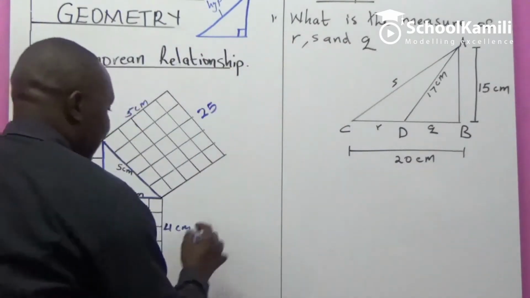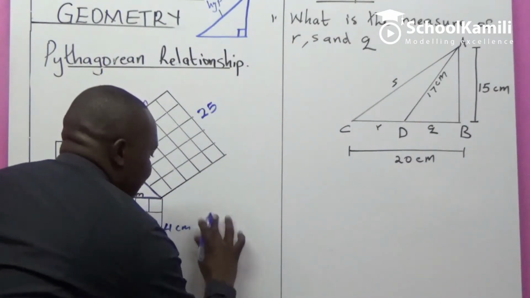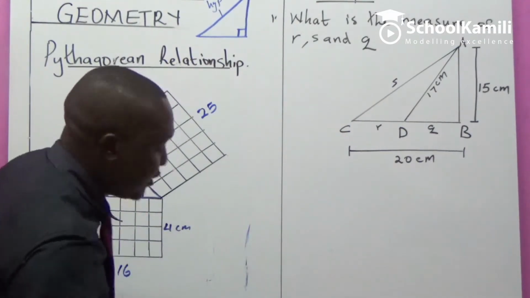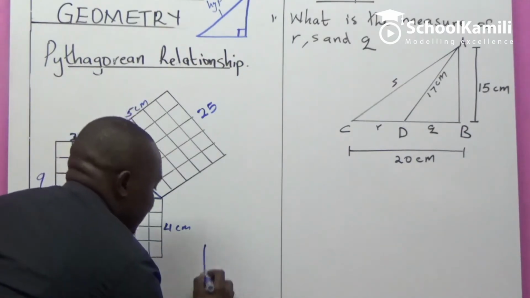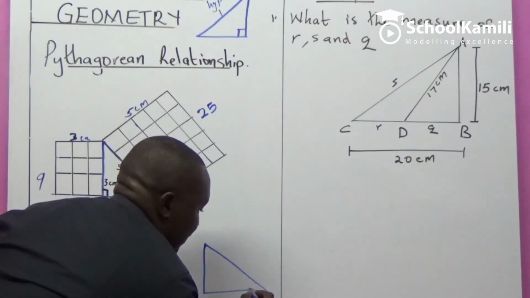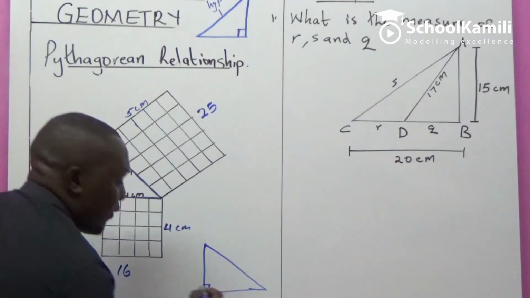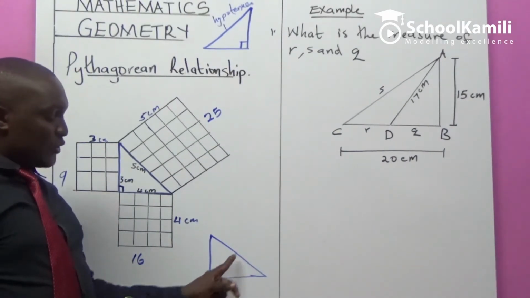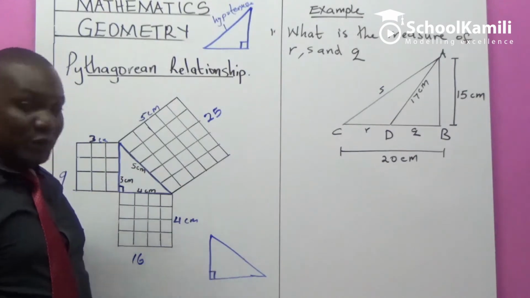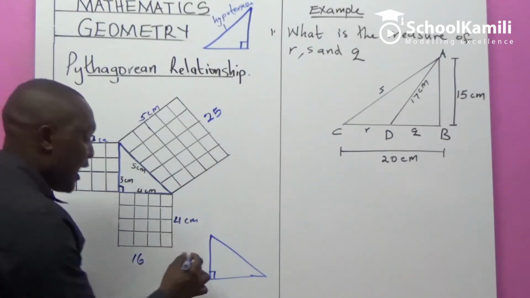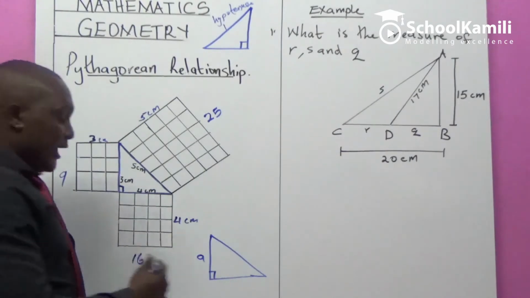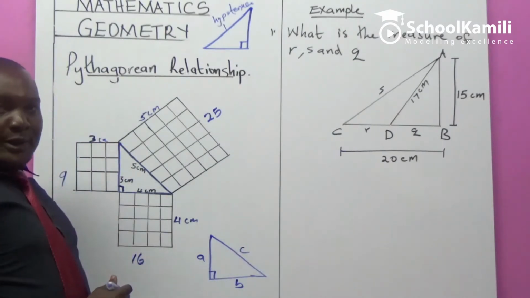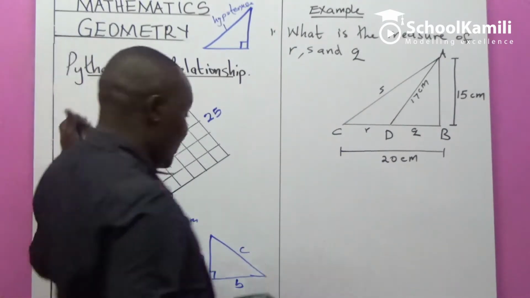Now, that means if I have a right-angled triangle like this one here, and the side that is opposite the right angle is known as the hypotenuse. So this is the hypotenuse. This side, the height, I can call side A. This side I call B. And the hypotenuse here I call C. Now we want to derive this relationship.